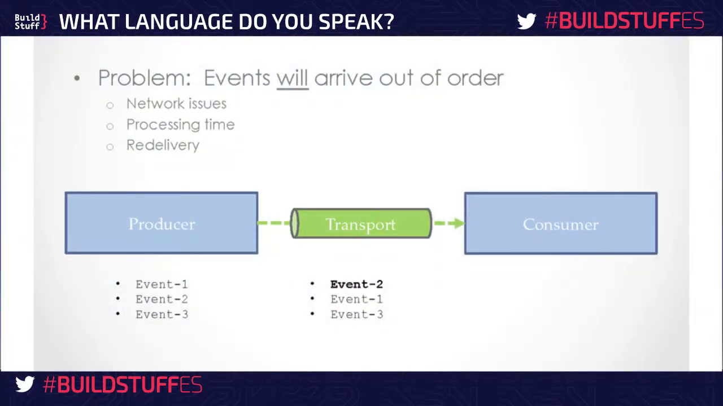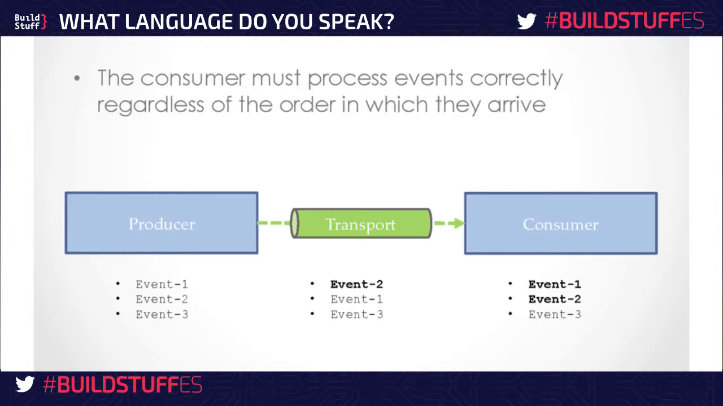Well, network issues, right? We might have some network delay, or processing time, it might take a long time to process something. Events might be re-delivered because the message bus thinks there was a failure, so it doesn't know that it already delivered event 1, so it might deliver them out of order, that kind of thing. Anyway, for whatever reason, we're going to have to deal with the fact that events might be delivered out of order. Conceptually, we want the consumer to work correctly even if events are delivered out of order. That's the problem statement.